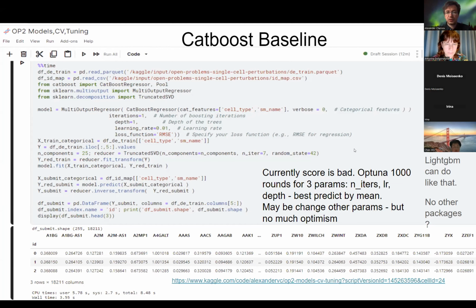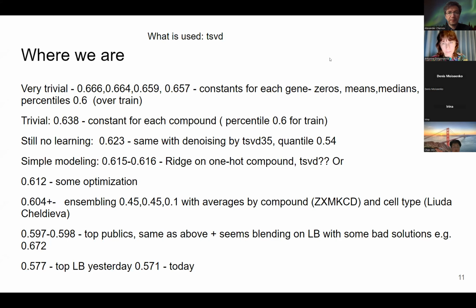So I tried to optimize with Optuna on the cross-validation, and I optimized only these parameters, and that was the best result. The others were even worse than just a trivial submission by mean. So I don't think this approach with just using categorical features is very good or promising. Maybe we need to optimize other parameters of CatBoost, but I don't think it will work. But we can try.